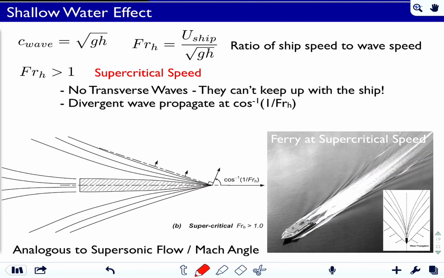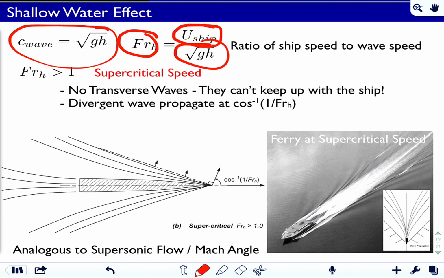How? Because the wave speed is this, root gH. It's established by the depth. And you can come up with a Froude number. There are different types of Froude number. This is a depth-based Froude number. This is typically used in oceanography, where you have a velocity scale, which is the ship speed, and a wave speed scale. Here it's root gH.